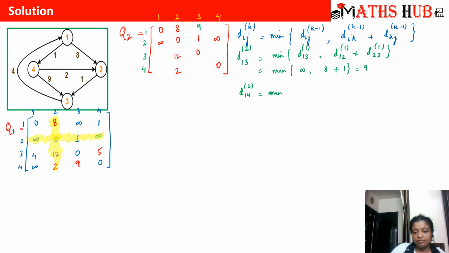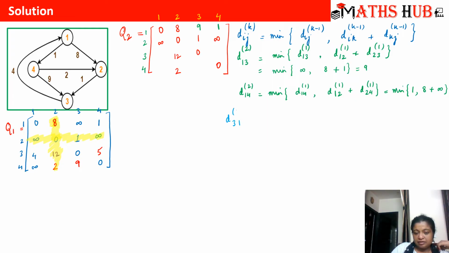So this is minimum of D14 in the previous matrix, comma D12 in the previous matrix plus D24 in the previous matrix. Right? So how much is this? This is minimum of D14 is 1. D12 is 8 plus D24 is infinity. So minimum of 1 and infinity will be 1. So the entry comes out to be 1 over here. Right? So you can see the second row is complete.